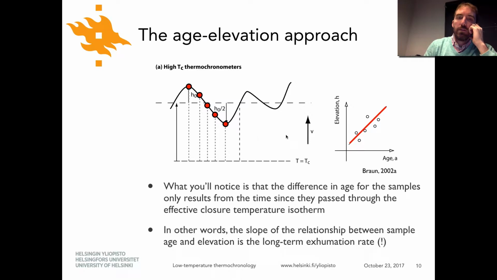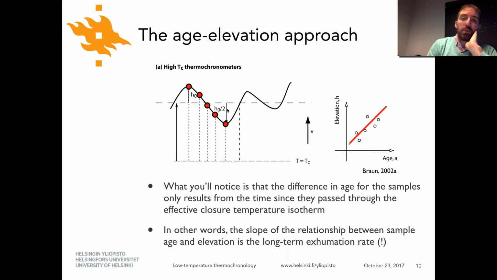So that's kind of nice because you don't even need to do anything with any kind of thermal model. You don't have to assume a constant geotherm or anything like that. You can just basically take these distribution of ages, fit your regression line through it, and boom, you've got your exhumation rate.